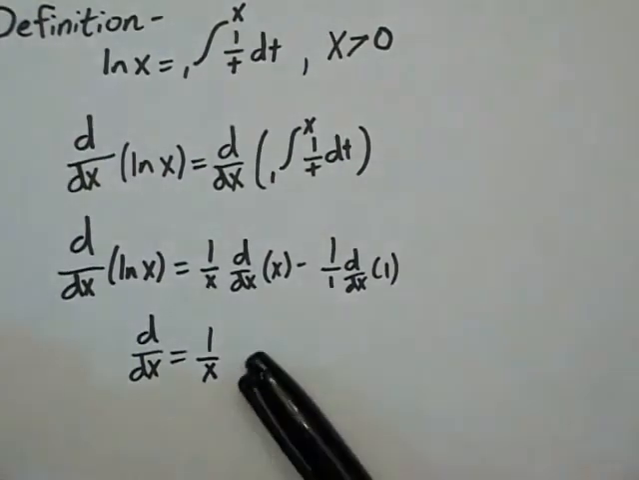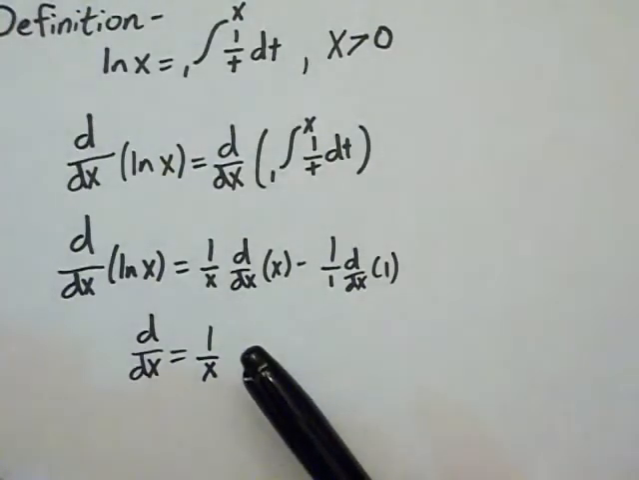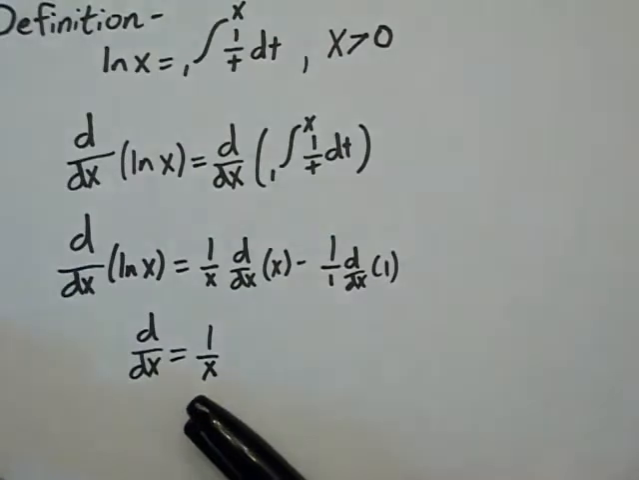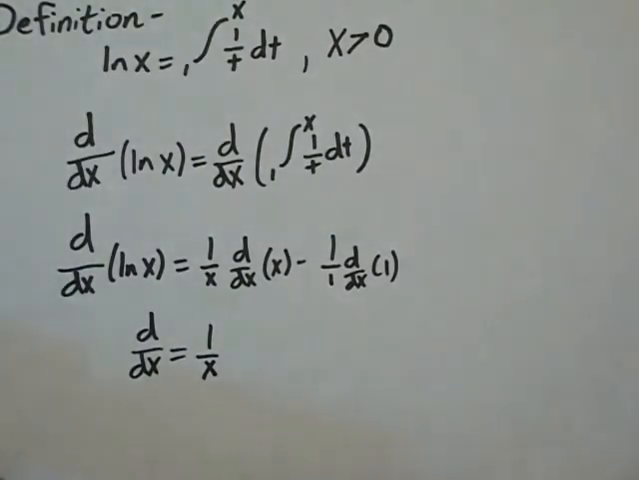Now, this fact is really important. I would say it is the most important part of this whole puzzle: the derivative of ln x is 1 over x.